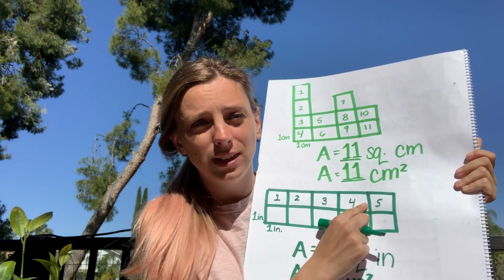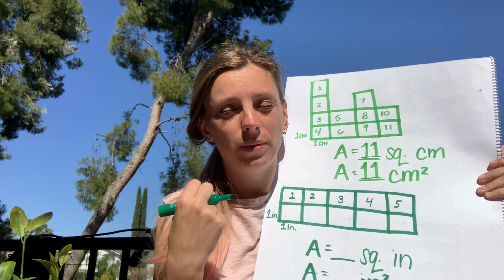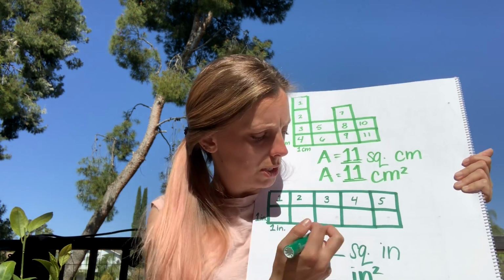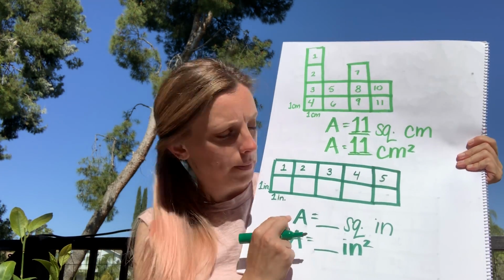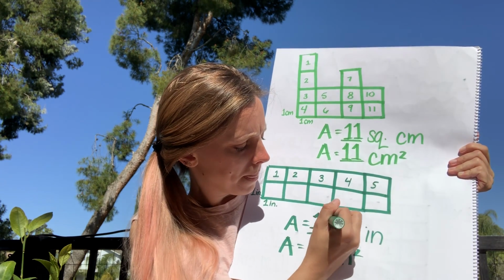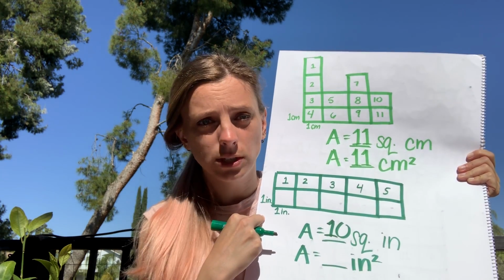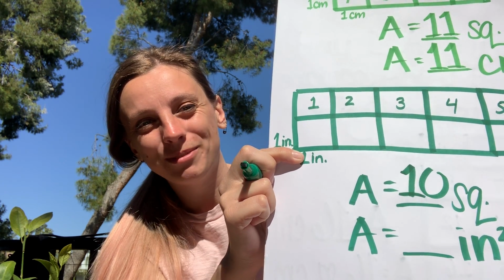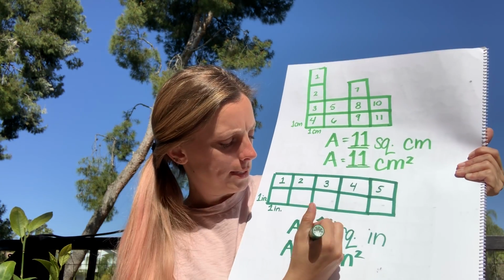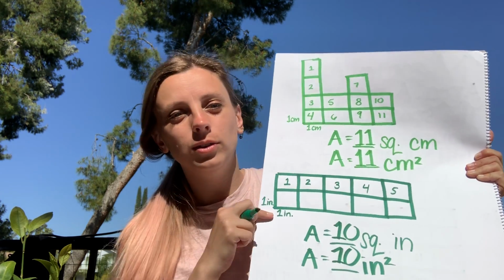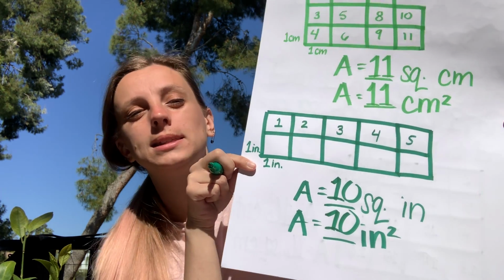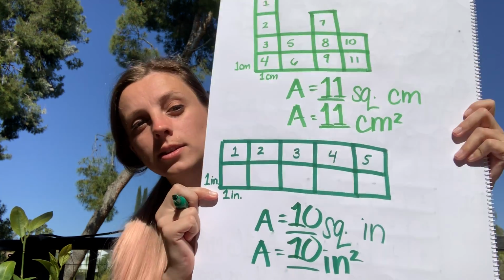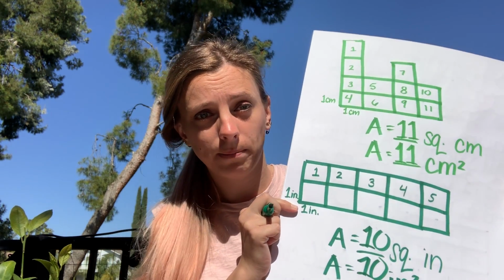1, 2, 3, 4, 5. If I know I have 5 in this row, I know I have 5 in this row. And 5 plus 5, or 5 times 2, would be 10. So I know that the area for this shape is 10 square inches, because this time, if you caught it, my measurement is a little different, my units are different, or 10 units squared. Either way, we're saying the same thing. It takes 10 unit squares in inches to fill up the inside of this shape.